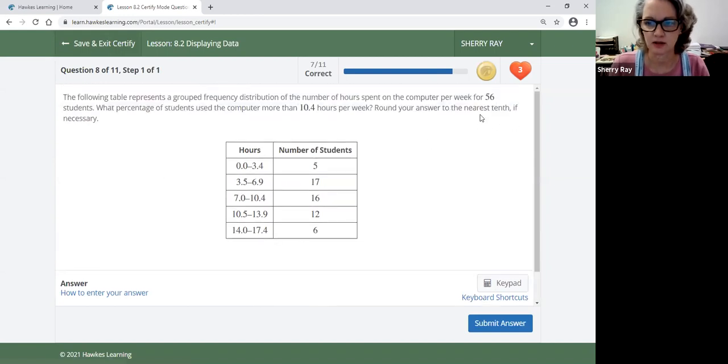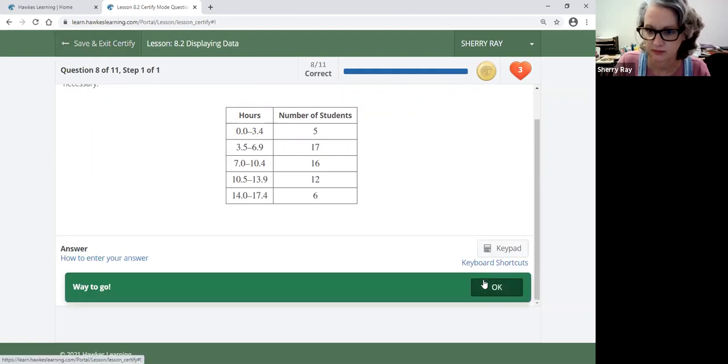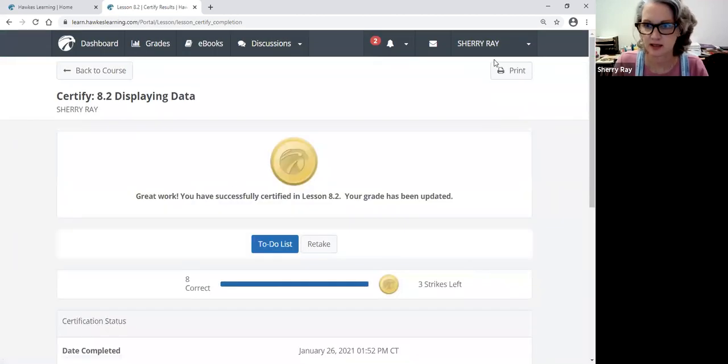Round your answer to the nearest tenth. We want to find the percentage of students that use the computer 10.4 hours or more. That would be 12 and 6. I'm going to take 12 plus 6, which is 18. Divide that by 56, that's the total number of students. And multiply that by 100, and we got 32.1. And that's that on Certify.